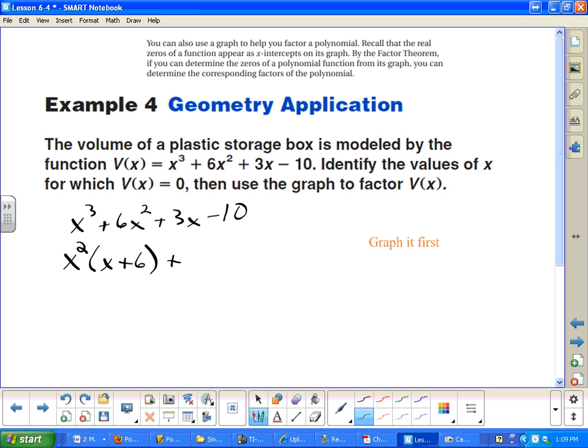What do these two have in common? Okay, just a 1, right? So I have 1 times 3x minus 10. Are these two things the same? No, if they're not, then I can't factor it by grouping. Okay, it can't be factored that way. So then I'm going to take my calculator and I'm going to graph it. Okay, so put this in your y equals.